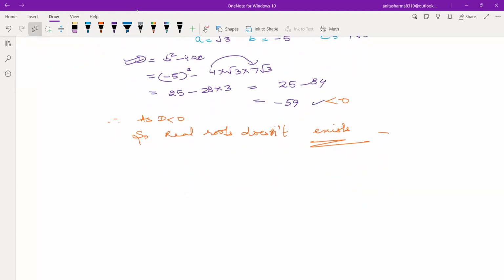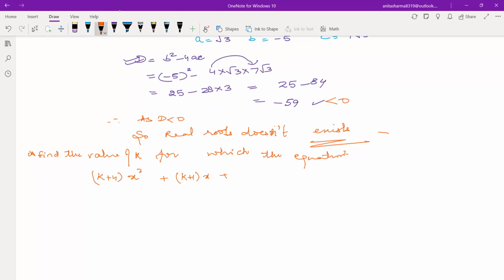See, suppose if I will ask you that find the value of k for which the equation k plus 4 into x square plus k plus 1 into x plus 1 is equal to 0 has equal roots.